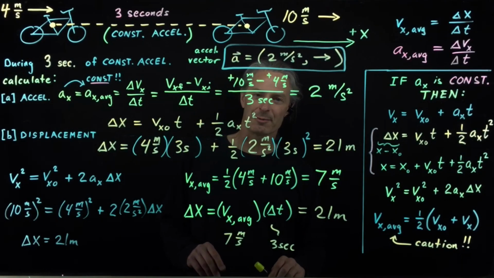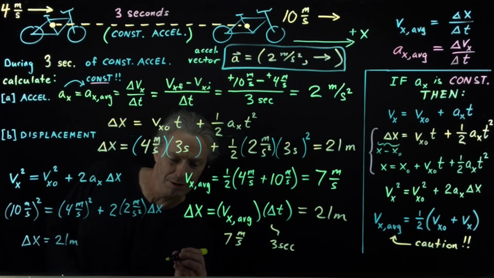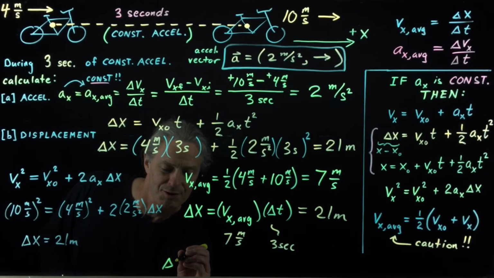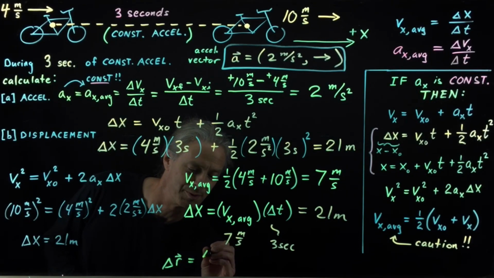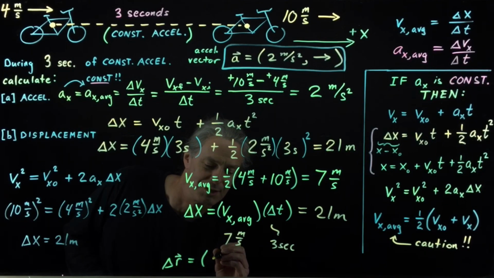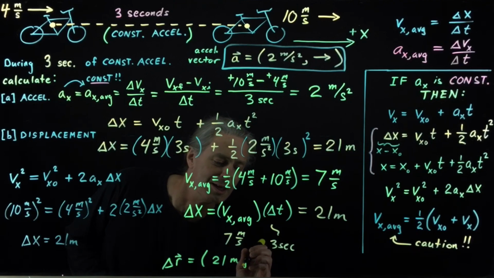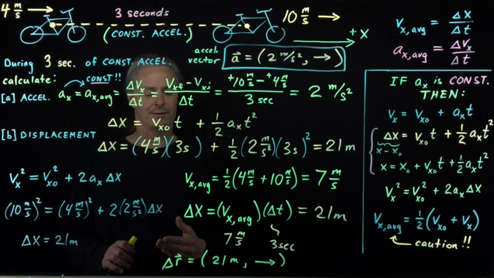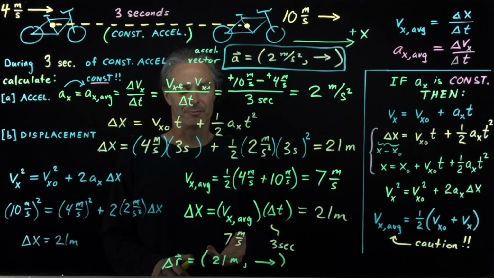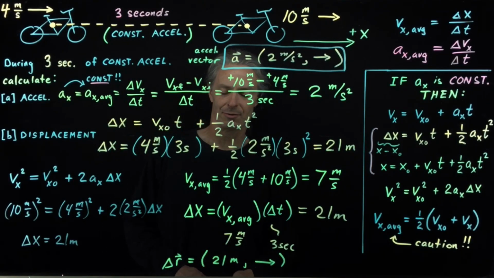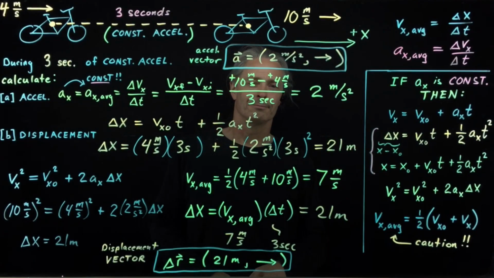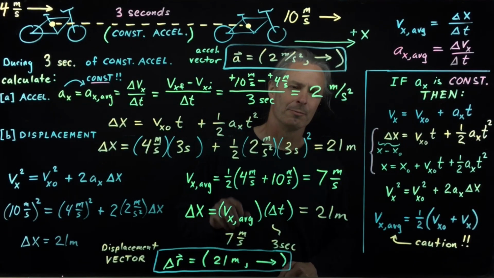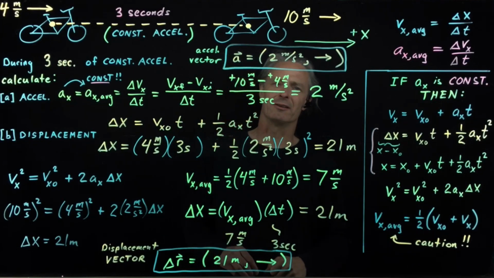Finally, I can write the displacement in full-blown vector notation as follows. Delta r vector, that's a nice symbol for the displacement in vector notation. That's magnitude of 21 meters and direction to the right. And that's the displacement vector in full-blown magnitude and direction notation. All right, we've solved the problem. But before signing off, I've got 3 final comments.